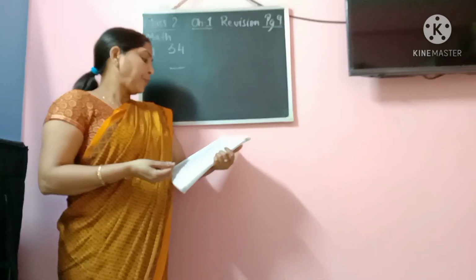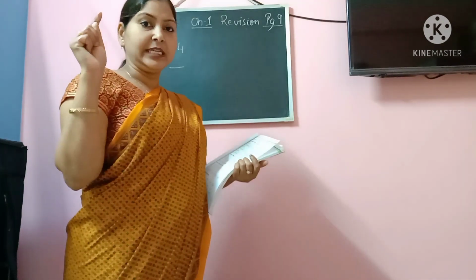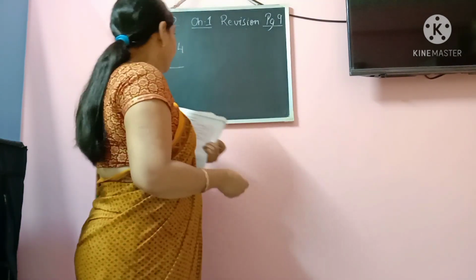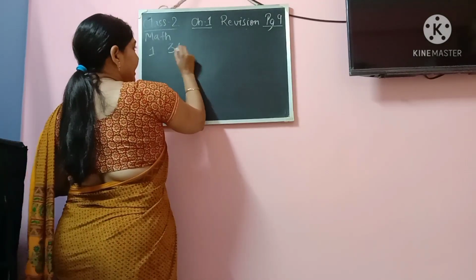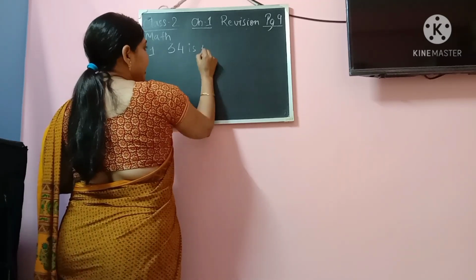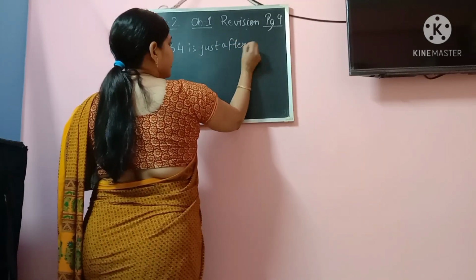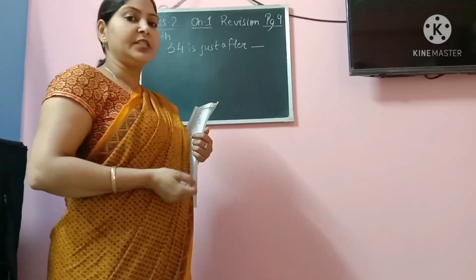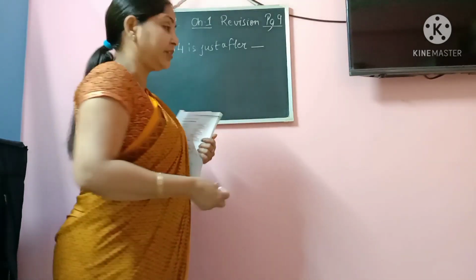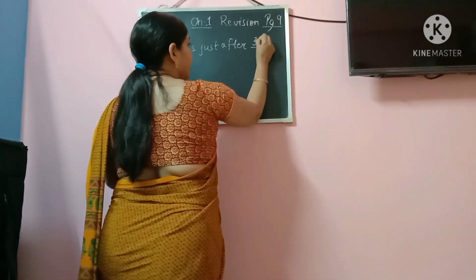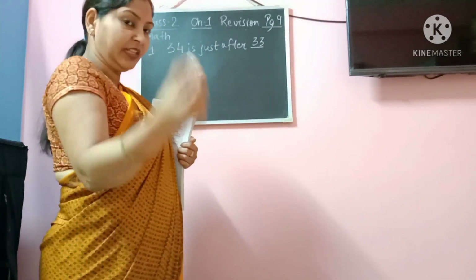But now here it is written in a sentence. You need to understand the sentence and tell the answer. The first question is: the number 34 is just after which number? After which number does 34 come? It comes just after 33. So not 35, it comes just after 33, 34 comes.